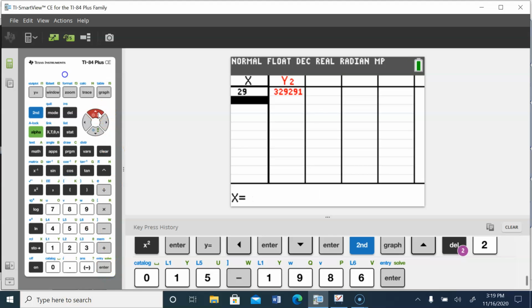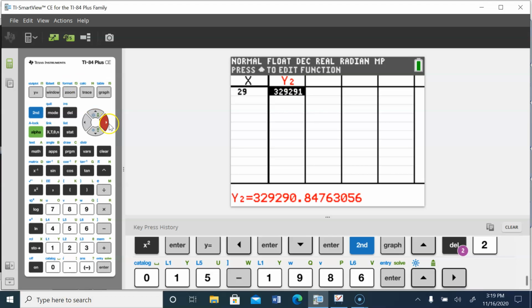Now, we're rounding to the nearest penny here because that's what makes sense. So again, you want to arrow up and highlight your y sub 2 and look down here, because this is just rounding it to the nearest dollar, $329,291. But I'm asking in your homework for the nearest penny. So please arrow over to that so you can see $329,290 and 85 cents. And then we'll arrow down to our next X.